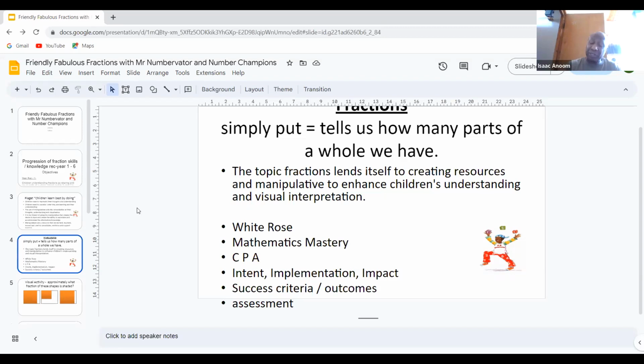And White Rose gives you different levels. It gives you the more able, it gives you the working towards, and it gives you the children who are emerging, who are not secure, but they are working towards secure. And then it also gives you ideas for children who are working at greater depth, and that's the high achievers.